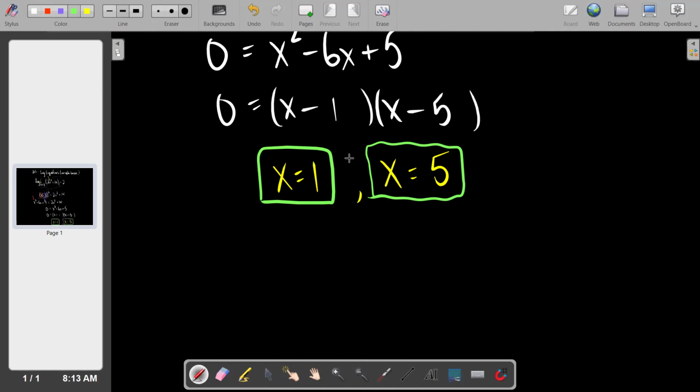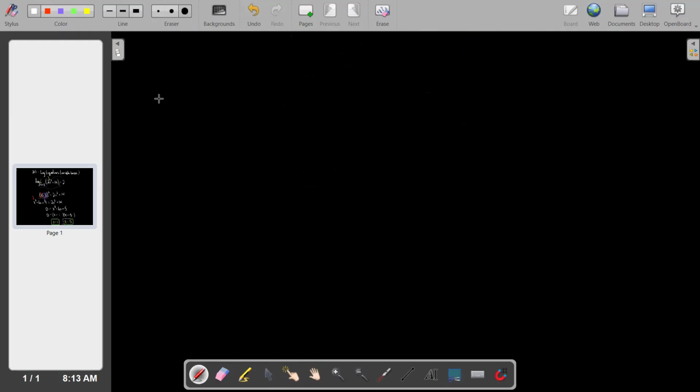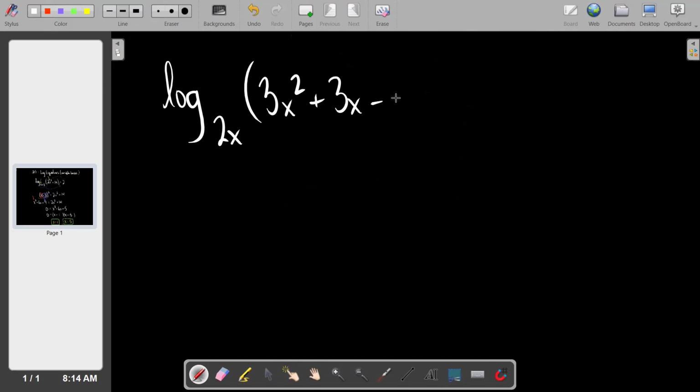All right, let's cook through some more. Good for the next one? Log base 2x of 3x squared plus 3x minus 2 equals 2. You're going to see a lot of this equals 2.